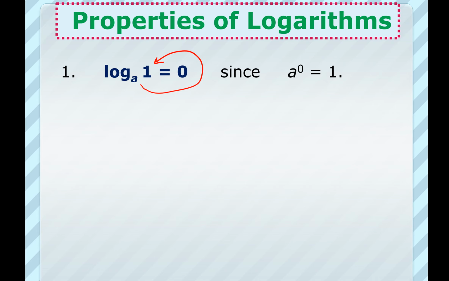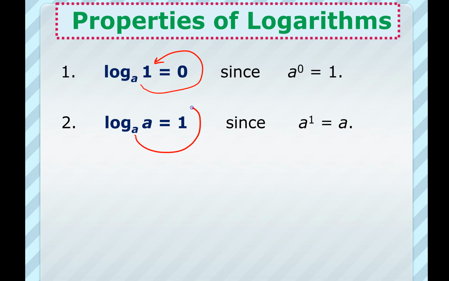So log base 5 of 1 is 0. Log base 10 of 1 is 0. Log base 100 of 1 is 0. All of those. Log base pi of 1 is 0. Log base A of A is 1, so log base pi of pi is 1 because pi to the 1 power is pi.